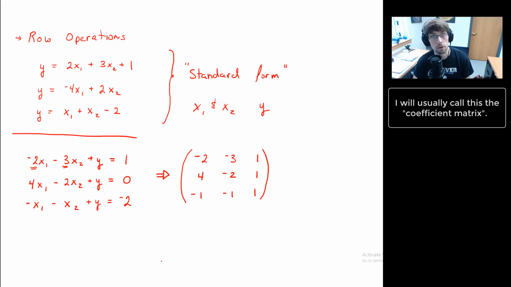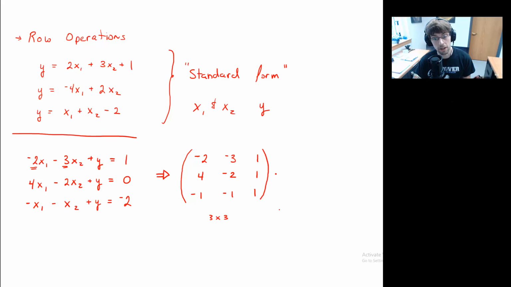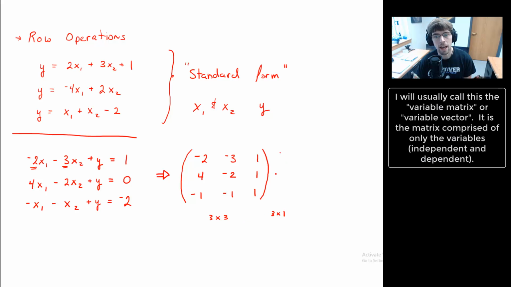So there's the first part. Now the next part is I am going to multiply my 3 by 3 matrix by a column vector, a 3 by 1 matrix. And that column vector will have my variables. In other words, I'll have x1, x2, and y.